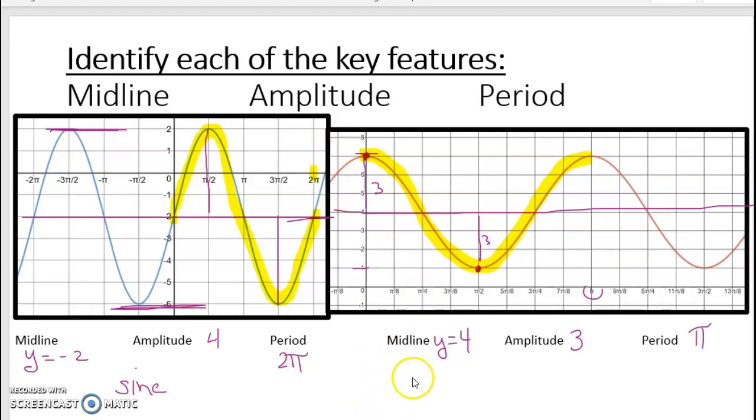Since it started at a max, this is a cosine graph. This would be cosine. Okay? So you have to be able to, from a graph, identify the midline, the amplitude, and the period.